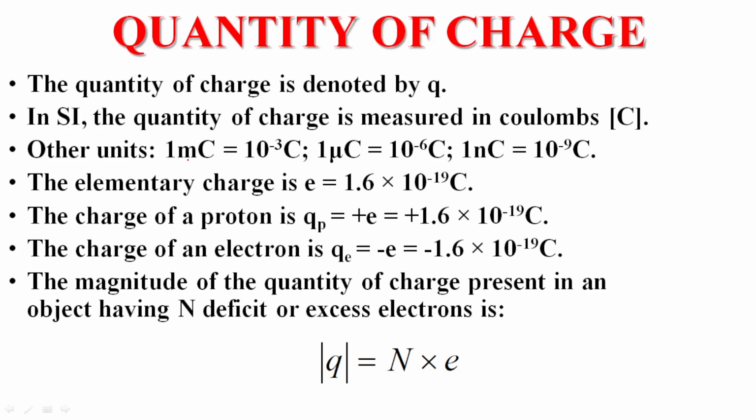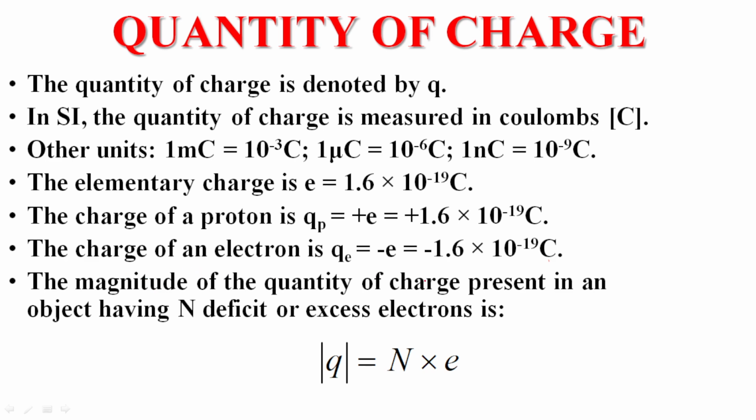There are units to convert: from millicoulombs to coulombs multiply by 10 power minus 3, from microcoulombs to coulombs by 10 power minus 6, from nanocoulombs to coulombs by 10 power minus 9. The elementary charge is a constant, small e equals 1.6 times 10 power minus 19. The charge of a proton is plus e, plus 1.6 times 10 power minus 19. The charge of an electron is minus e, minus 1.6 times 10 power minus 19 coulombs. Always remember that protons are positively charged, electrons are negatively charged, and of course the charge of a neutron is zero.